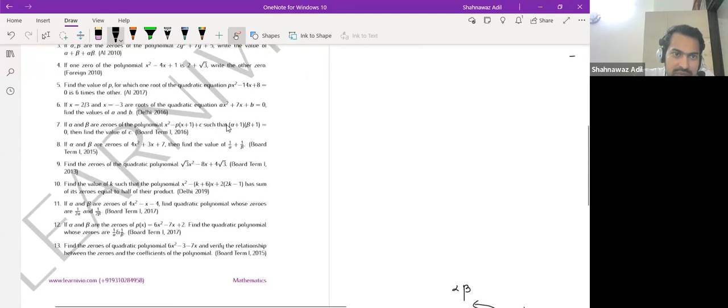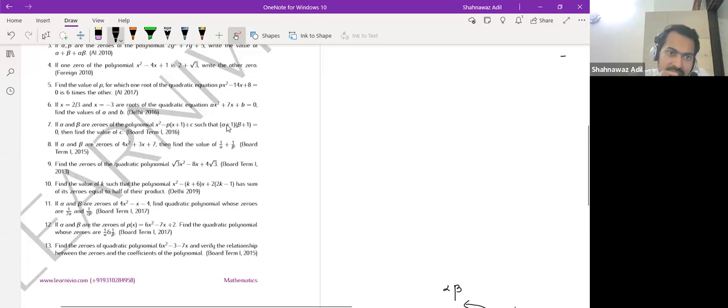Fifth question: find the value of p for which one root of the quadratic equation is six times the other. Yes, so this question we can do. So this fifth problem, Amira, please tell me what we should do. What should be your approach, Amira?